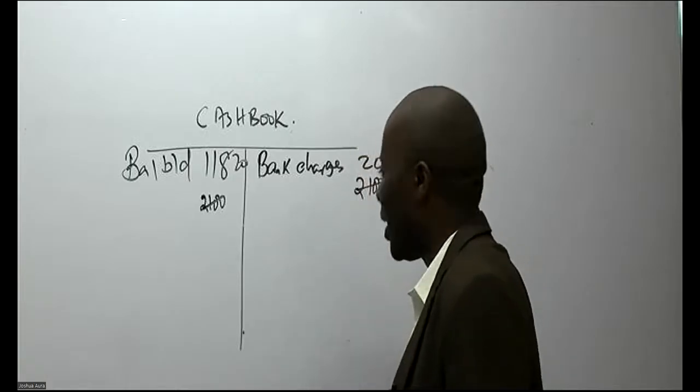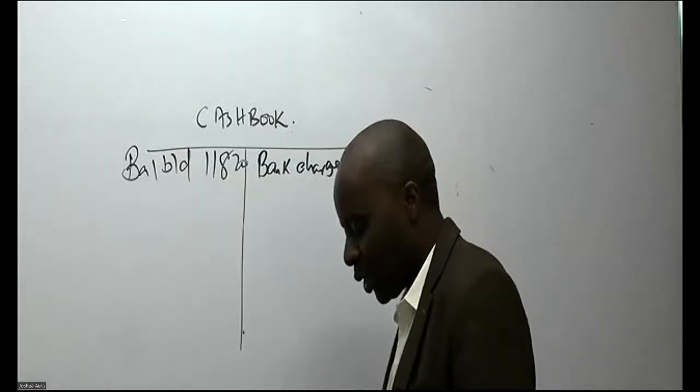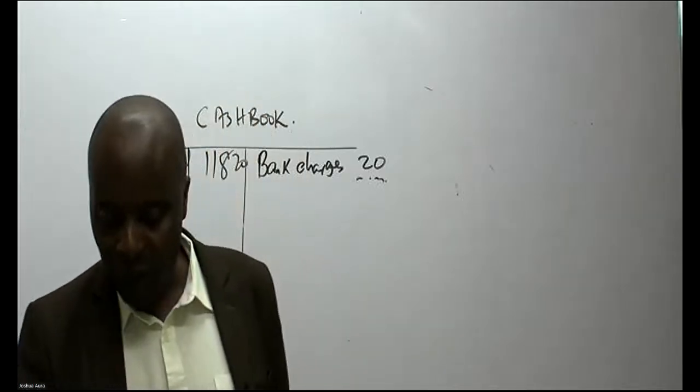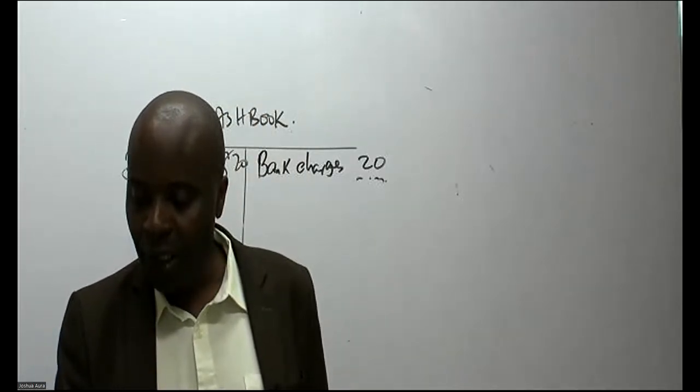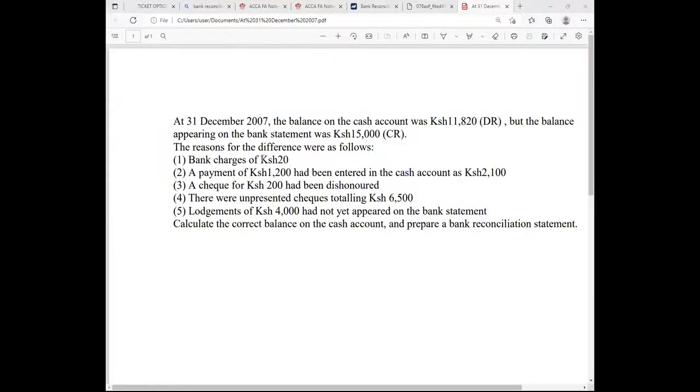But now, why should I really do that? A good student will come and tell you that whenever there are discrepancies in the cash book because of an error, go ahead and give us that difference. What is the difference here? A payment of 1,200 has been entered in the cash account as 2,100. So first of all, give me the difference between the two.